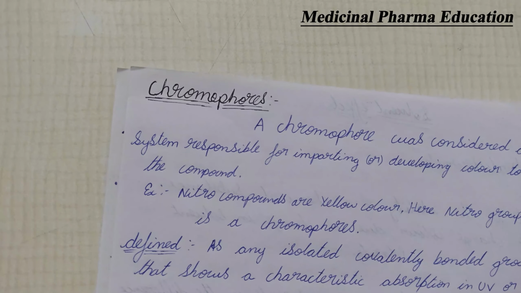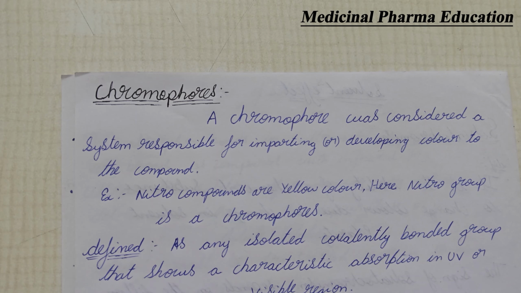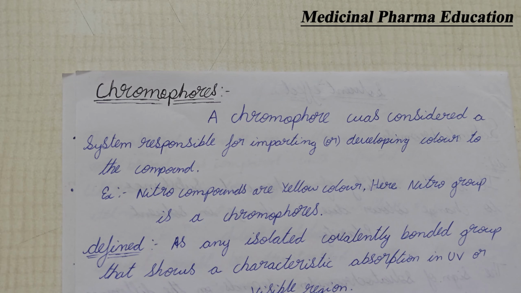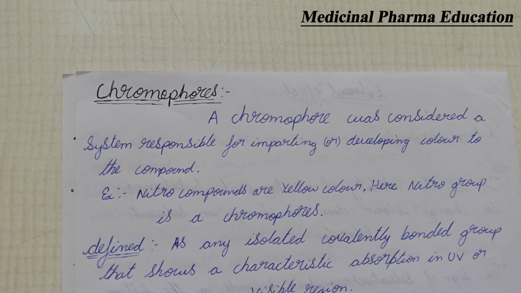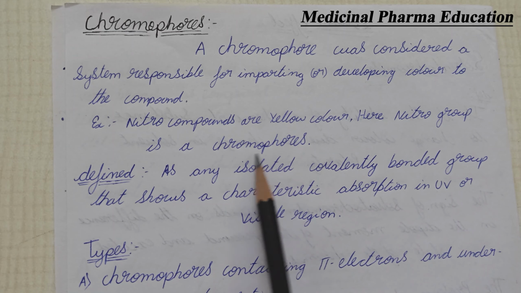Mainly, you have to understand the two basic topics involved in the UV spectrum in solvatochromism. First, chromophores. A chromophore is a material or a system responsible for imparting or developing color to the compound. Example: nitro groups are yellow color. You know that nitro groups are yellow color. These act as the chromophore.